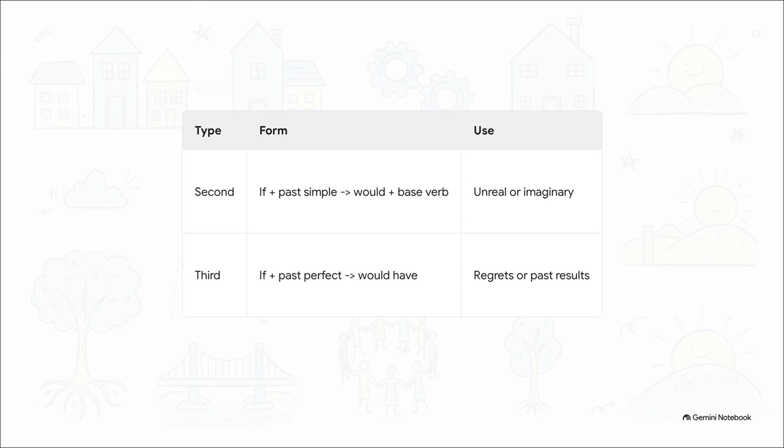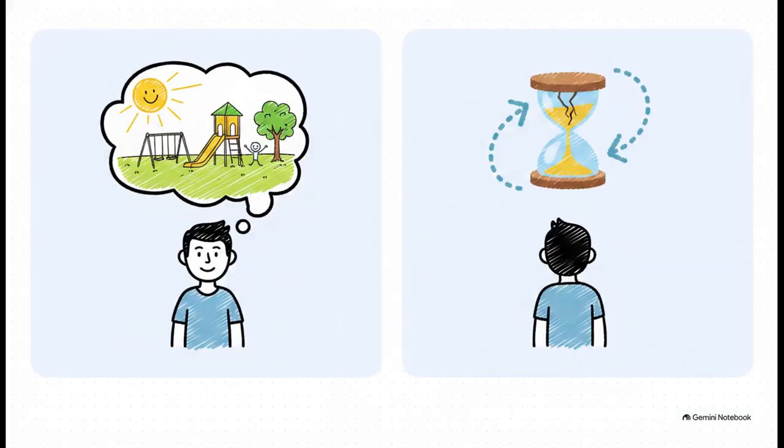Finally, we have the third conditional. This is the one that always tries to trick you on exams. This is used purely for past regrets or impossible situations. Why impossible? Because the past has already happened, and we literally cannot change it. The form takes another step back. If plus the past perfect tense, followed by would have plus the past participle. Let's read the example. If I had thanked my friends earlier, they would have felt appreciated sooner. But the reality is, I didn't thank them earlier. It's a past regret.